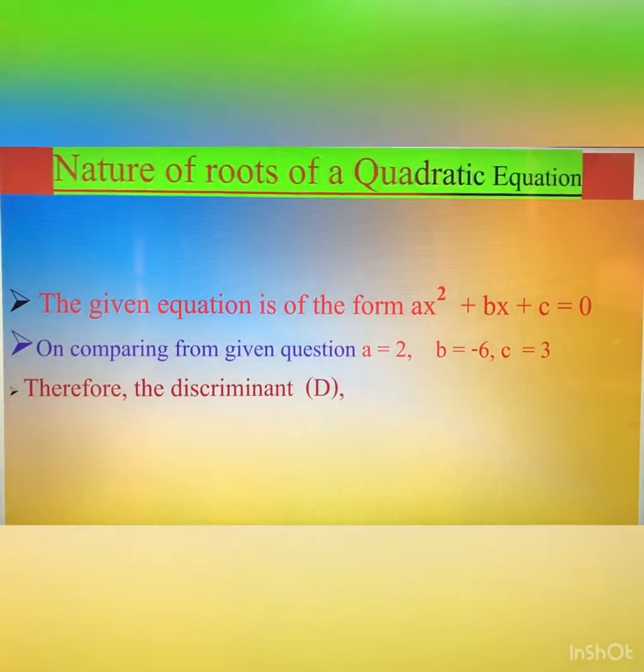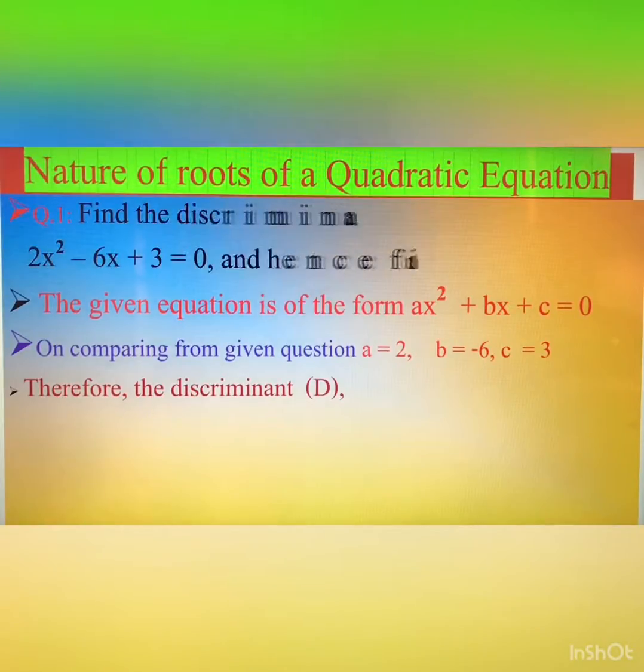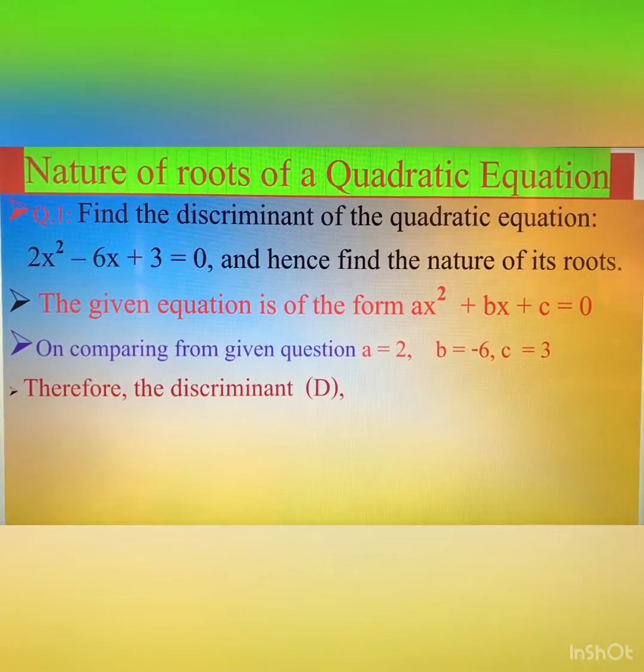So let us consider an example. Find the discriminant of the quadratic equation 2x square minus 6x plus 3 equal to 0. This is the standard quadratic equation, and hence find the nature of its roots. First of all, we will find the value of the discriminant. After that, the nature of roots, which type of roots we will get from this quadratic equation.